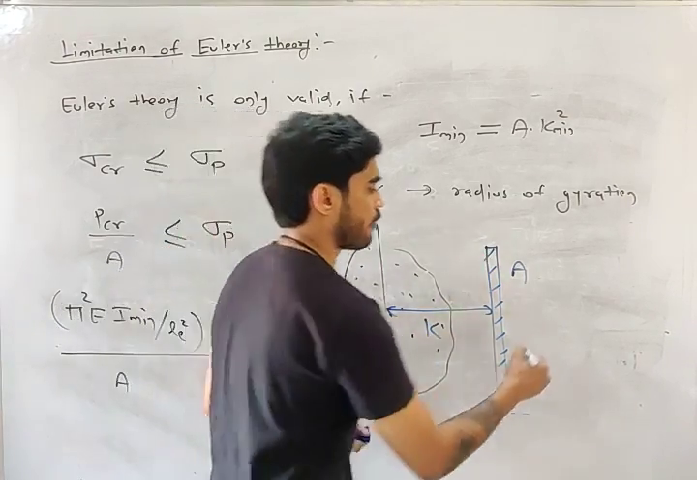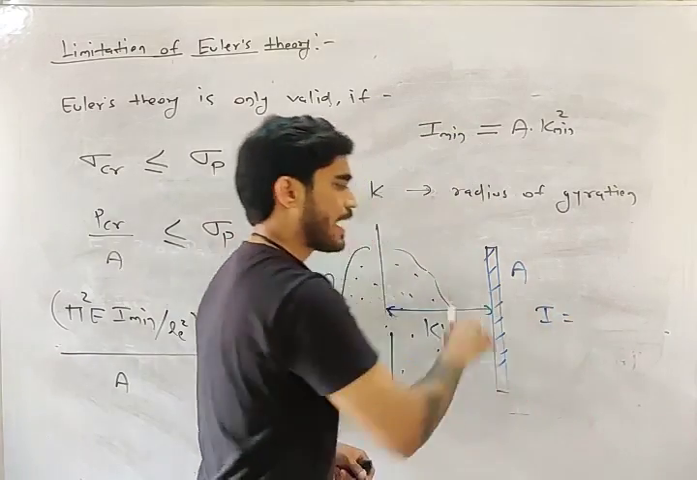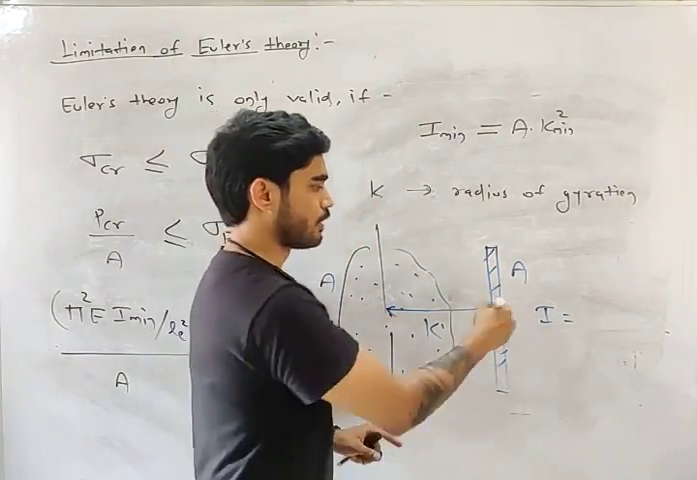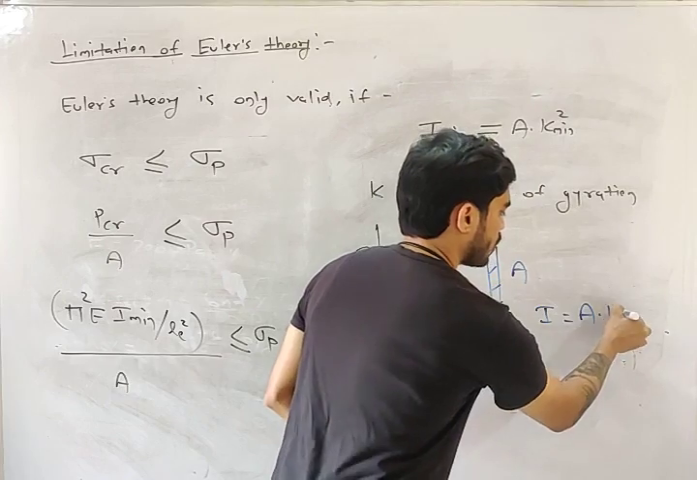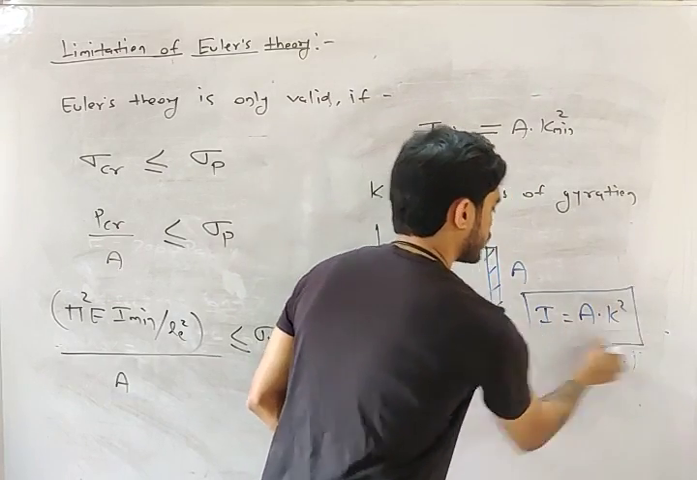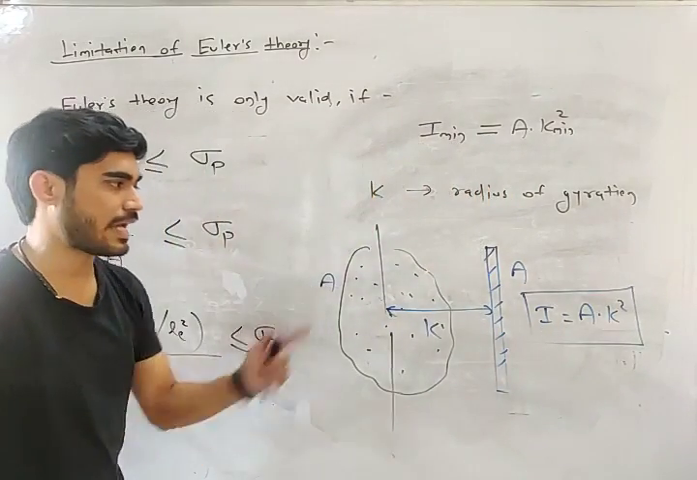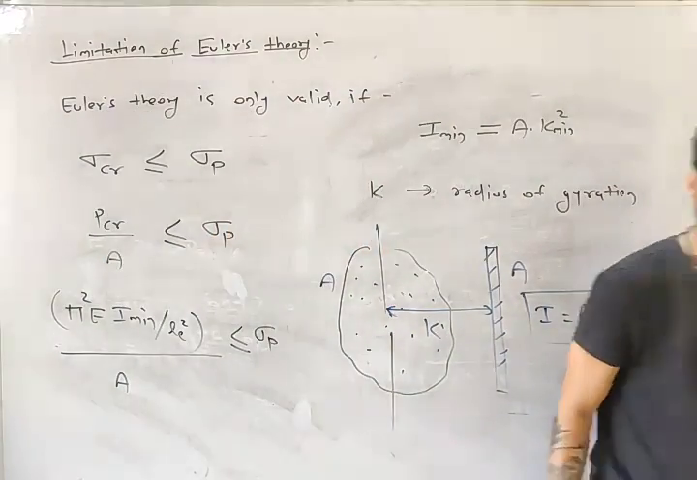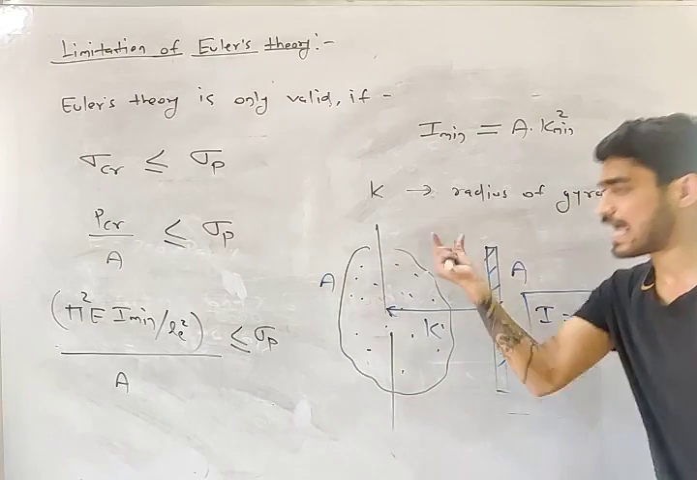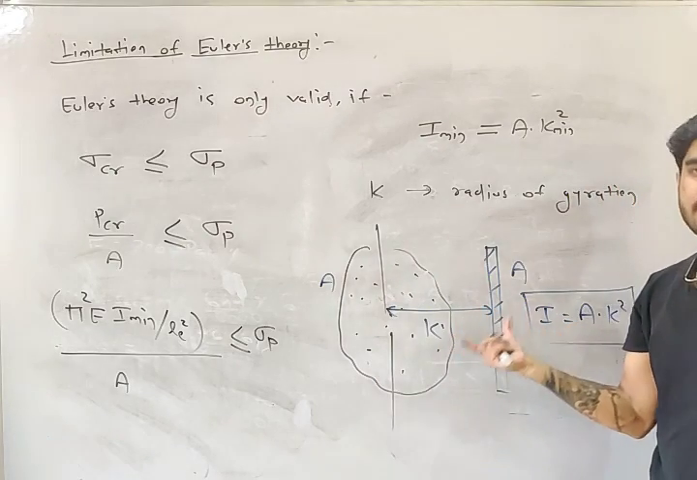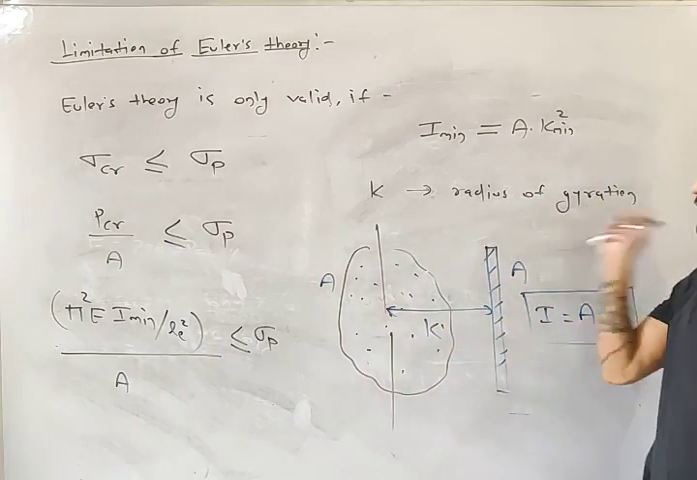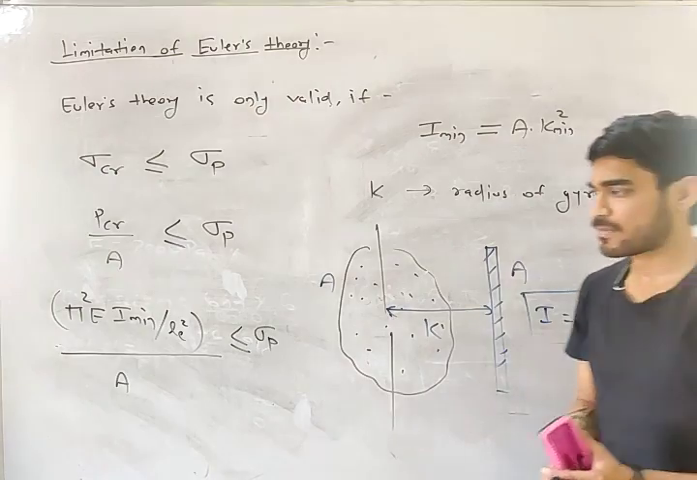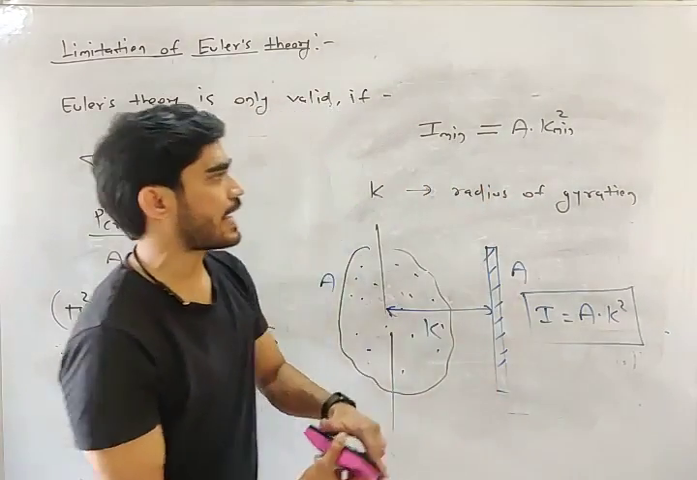Now what will be your moment of inertia? All the particles are at the same distance, so it will become area times distance squared. I equals AK squared. Do you understand the meaning of radius of gyration? I am assuming the entire area is at one distance, then that distance is the radius of gyration. So I can be written as AK squared.